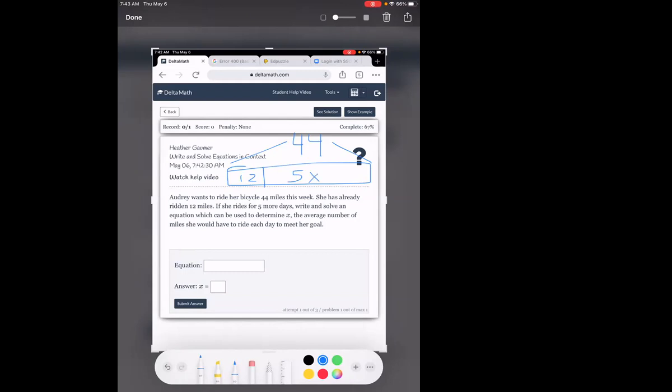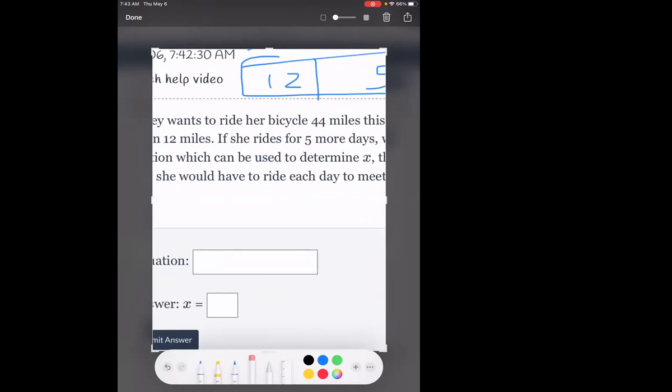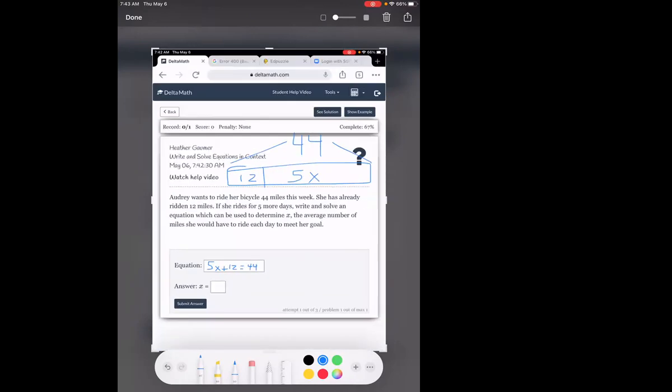So if I look at this, I can write my equation as 5x. Actually, you know what? Let's write it right in the box so that it matches. 5x plus 12 equals 44. If we solve this, we get 5x is equal to 32. Divide both sides by 5. X is equal to 6.4.